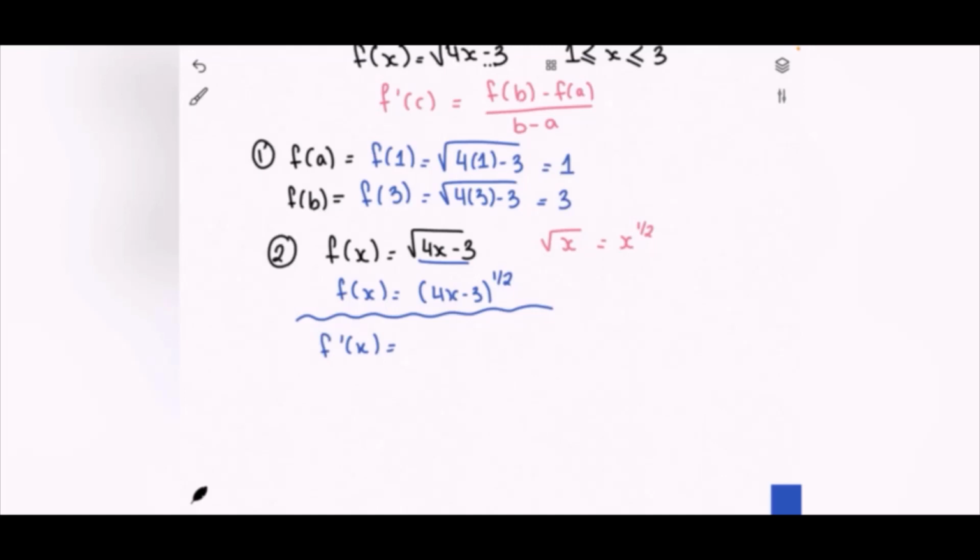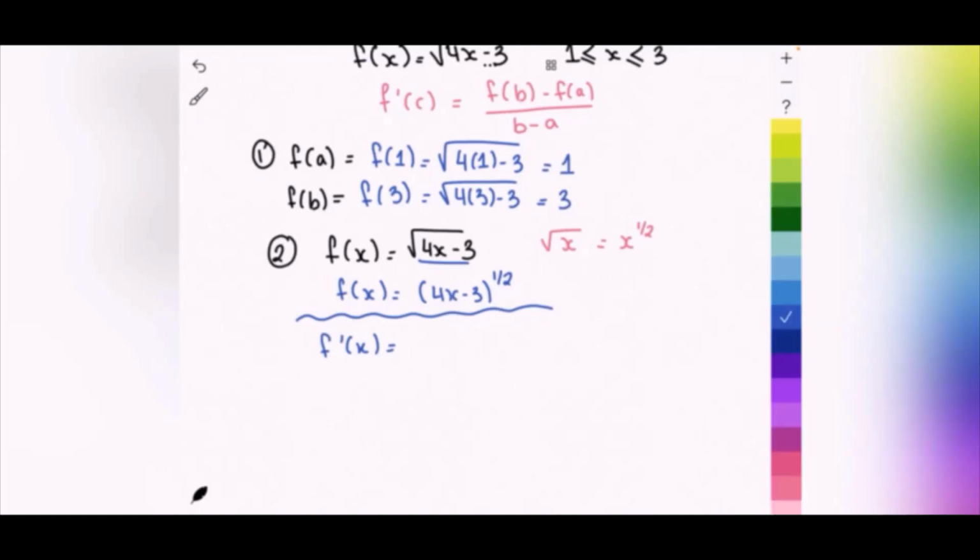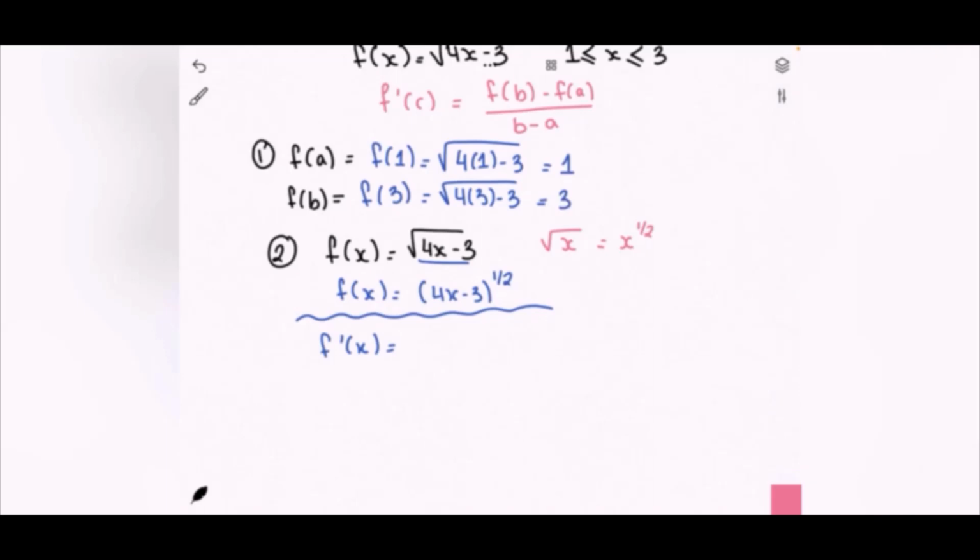To find the derivative of f of x, we're going to use the chain rule. We're going to multiply 1 over 2 by the number in front of the bracket. So 1 over 2 times 1 is 1 over 2. And then we're going to bring down 4x minus 3 as it is, to the power of 1 over 2 minus 1, which is equal to negative 1 over 2, times the derivative of 4x minus 3. The derivative of 4x minus 3 is 4.